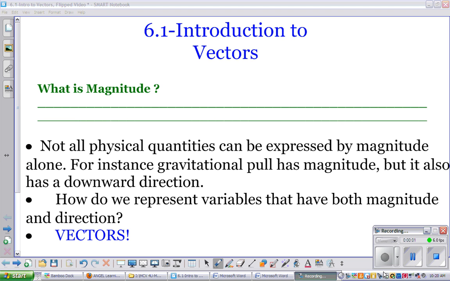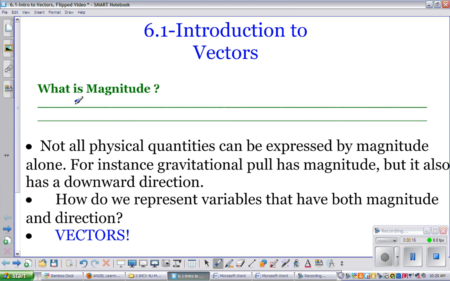All right, so we're going to be doing 6.1, which is Introduction to Vectors. In the vectors unit, we'll be looking at geometric vectors as well as Cartesian vectors. But right now we're going to be starting with geometric. So to start, we have to know what magnitude is. Magnitude is simply how big something is, or its size.